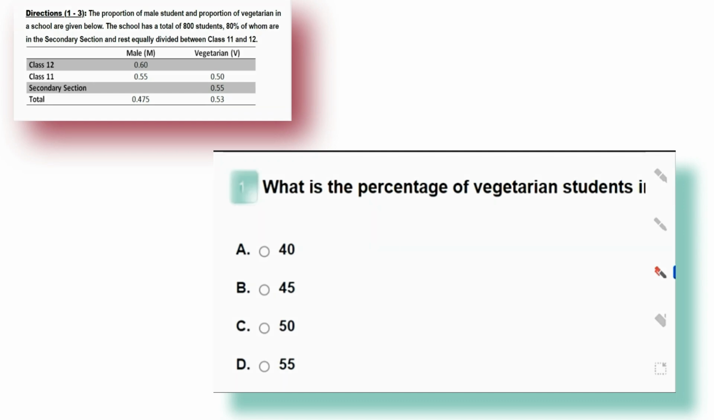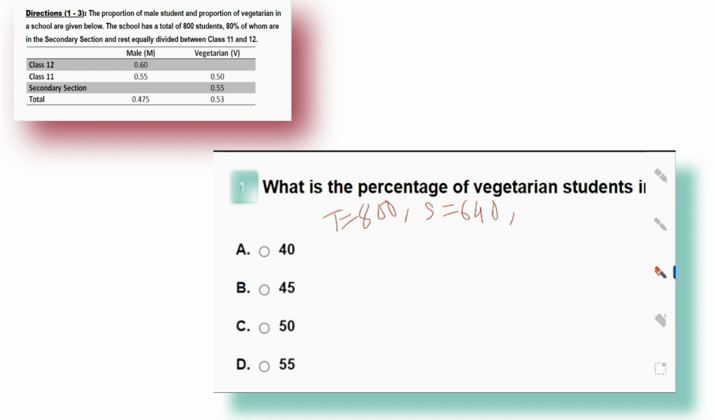What's the total number of students? The total number of students is 800, that is given. And what is the total number of students present in the secondary section? That is 80% of the total. 80% of 800 means 8 multiplied by 80, that is 640. So the total in the secondary section is 640. Okay, and now the task is, what is the number of remaining students?